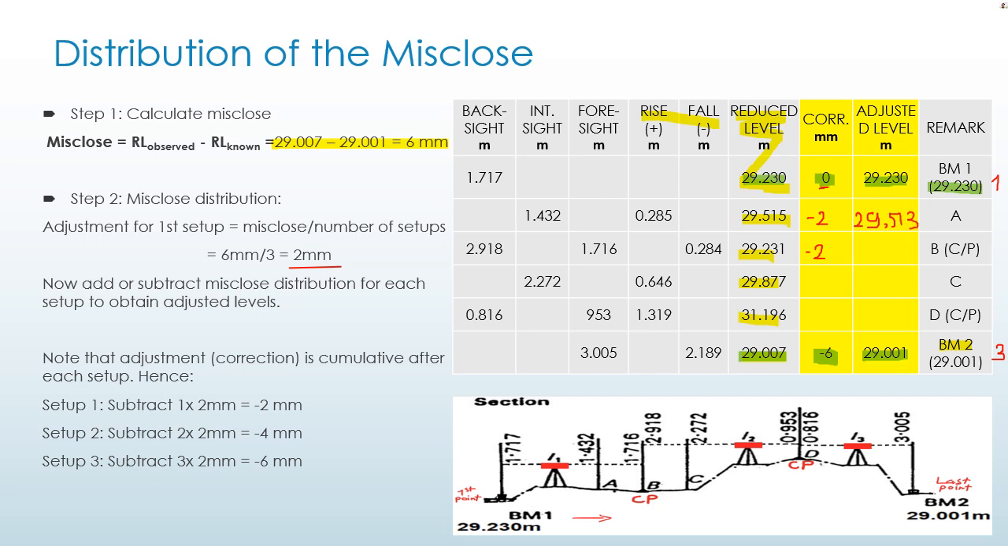29.513. And the next point, -2 mil from the observed value, 29.229. So you -2 for the readings of the first setup over here.